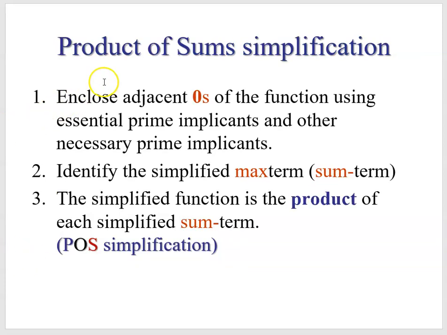For the product of sum simplification, we want to encircle or enclose the adjacent zeros of the function using, again, essential prime implicants and other necessary prime implicants. We want to then identify the max terms, which are sum terms. And the simplified function then will be the product, or the AND, of these simplified sum terms, or the AND of the OR terms. And we refer to that as our product of sum simplification.